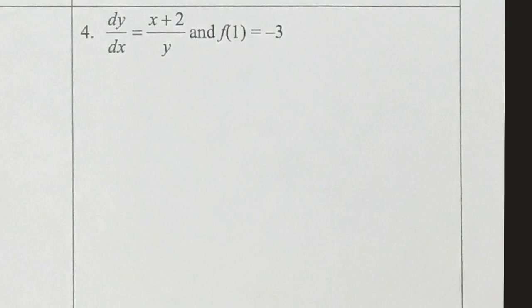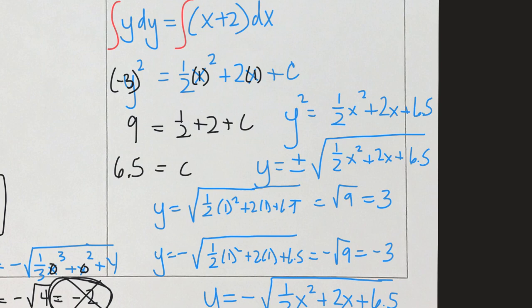Okay, so one more example. Let's see what we get. So this one, when we solve for c and plug back in, we get the square root, so plus and minus root of half x squared plus 2x plus 6.5. So if you plug the positive side, we get positive 3 as your square root. And if you use the negative one, we get a negative 3.